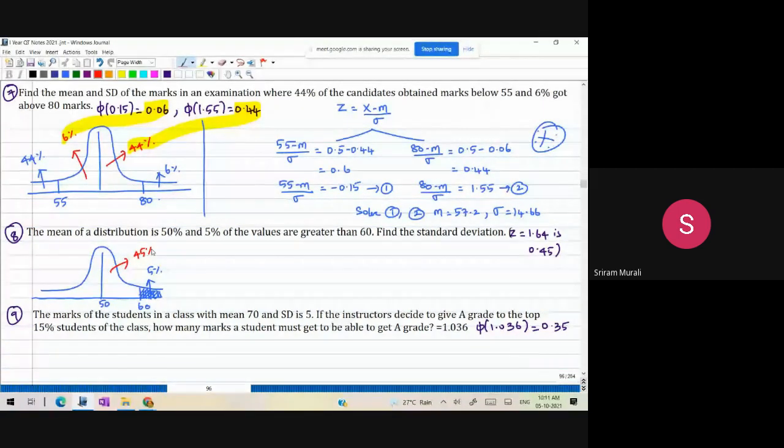Now what I want to find is the standard deviation. What formula do you know? Z is equal to x minus m by sigma. We want to find the sigma. That is why for this 45%, the value of Z is given as 1.64. I hope you are able to catch.